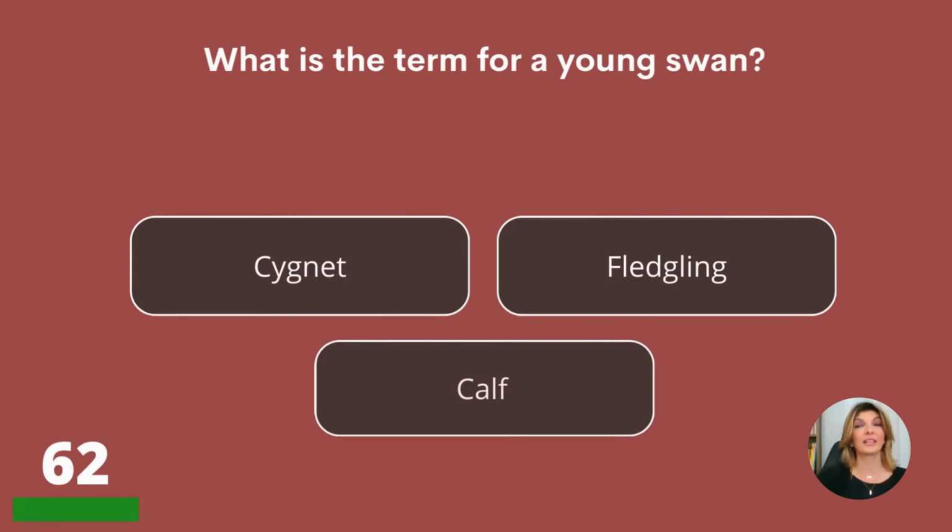What is the term for a young swan? Cygnet, fledgling, or calf? A cygnet.